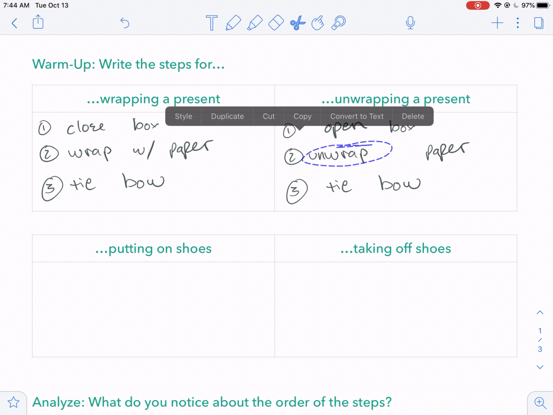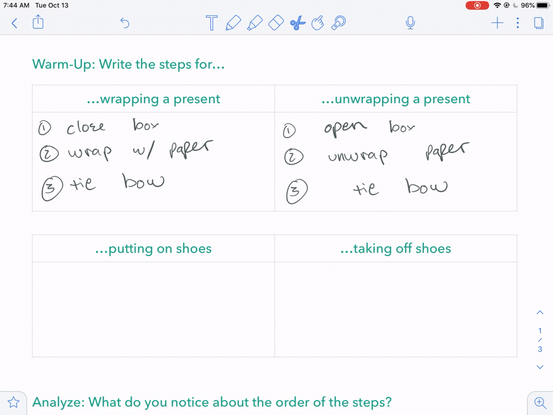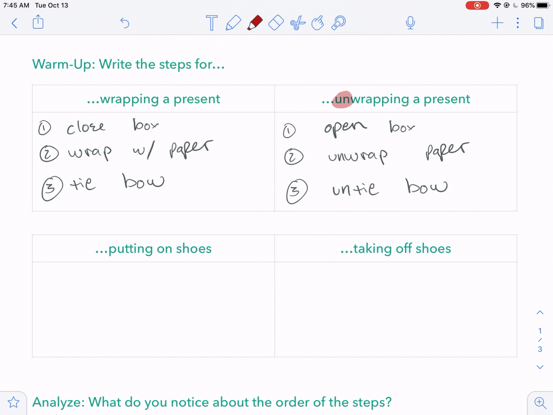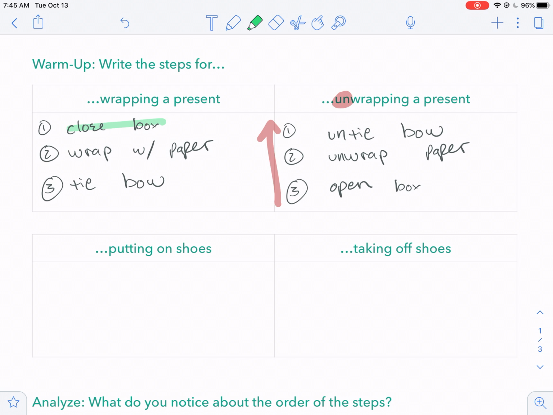And then finally, to untie the bow is a real thing. However, if I tried unwrapping a present using the steps in this order, this would be totally wrong. Instead, we need to take the order and go backwards. So instead, we start by untying the bow, and then we unwrap the paper, and then we open the box. So everything that we have going on, we undo in backwards order.